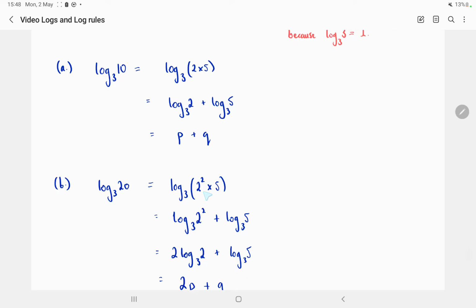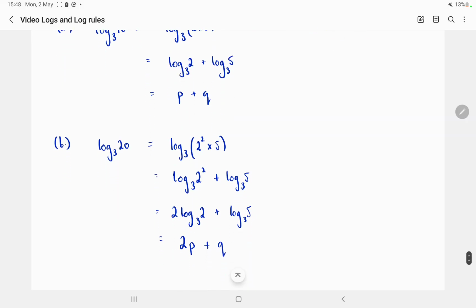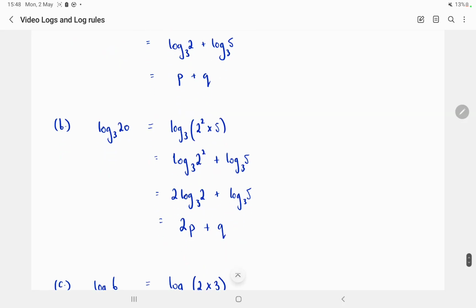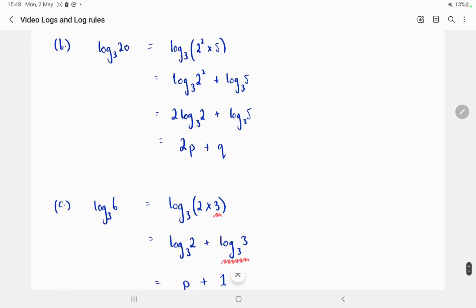20 can be expressed as 2 squared by 5, so log 20 to the base 3 can be expressed as log 2 squared to the base 3 plus log 5 to the base 3, and you can rearrange the first log to be 2 log 2 plus log 5 both to the base 3, which is 2p plus q.